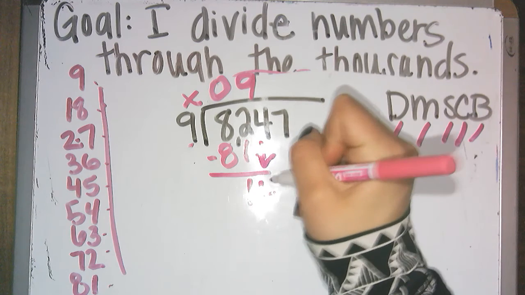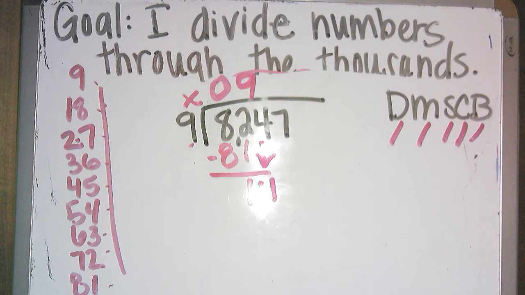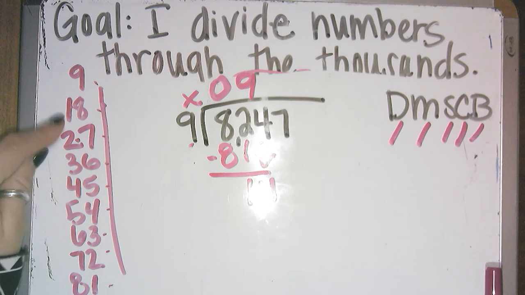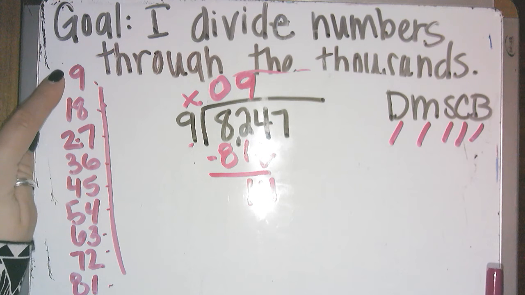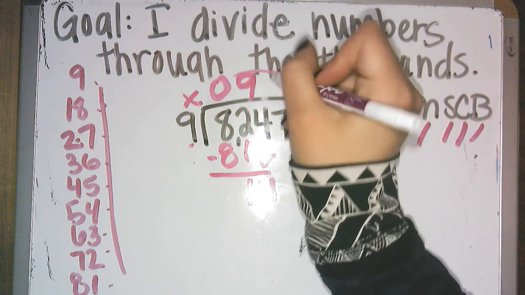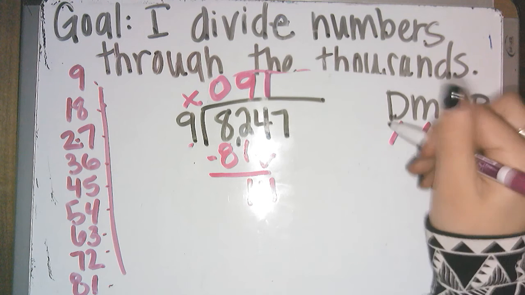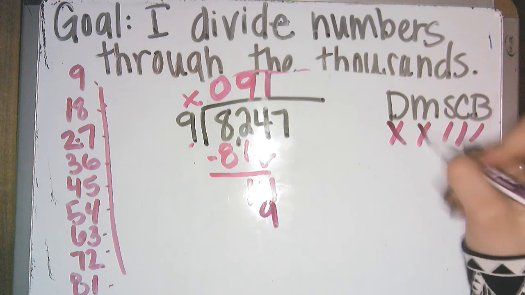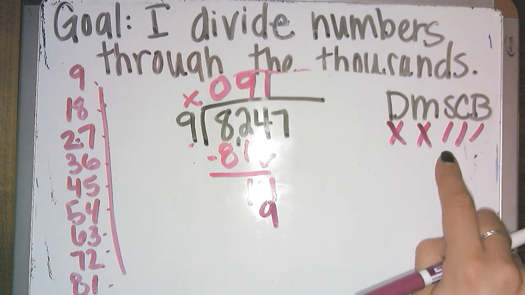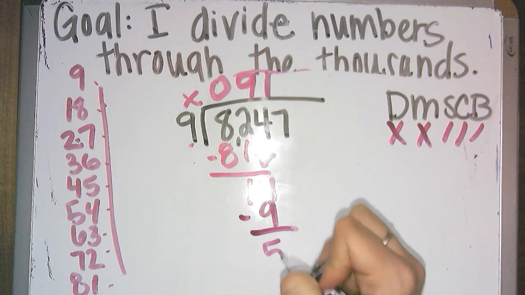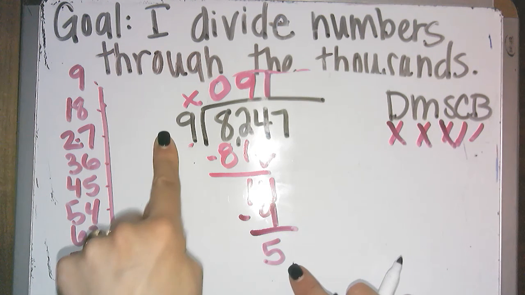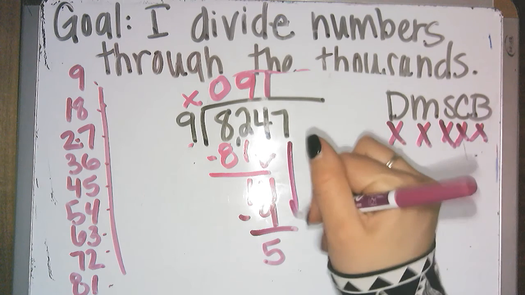So we have 14 divided by 9. So again, I need to look over on the side where I counted. I need the number closest to 14 without going over. Well, that's 9, and that's 1 time. So 1. Now I need to multiply. 1 times 9 is 9. Subtract. 14 minus 9 is 5. Check. Is 5 less than 9? Sure it is. Bring it down.